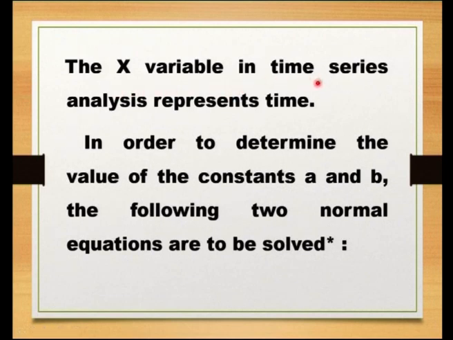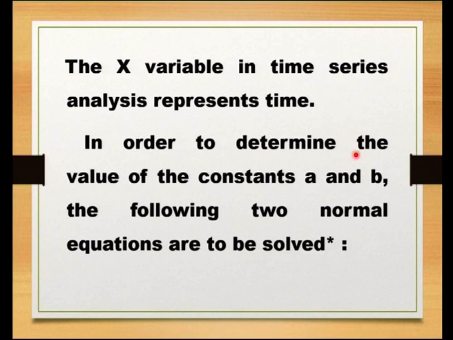The x variable in time series analysis always represents time, in the sense of year or minutes or hours, like that. So, whatever be the unit of time, it should be converted to values so that we get summation x equal to 0. So, we usually take the middle year or middle point of the x values and subtract it from the original x values, so that we get the deviated points of x, and so that we get summation x equal to 0.